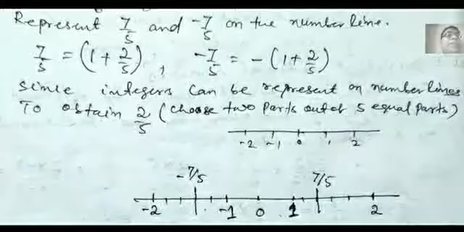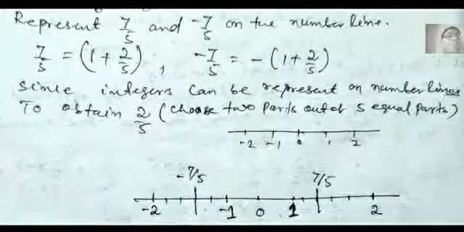To find out 2 by 5, you have to divide the distance or the space between 1 and 2 on the right hand side into 5 equal parts. Similarly, to represent minus 2 by 5, you have to divide the left side on the number line, that is the space between minus 1 and minus 2, into 5 equal parts.